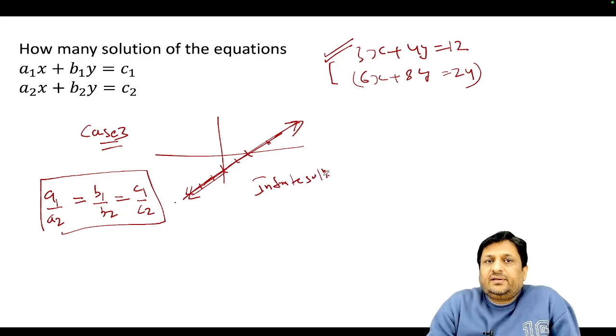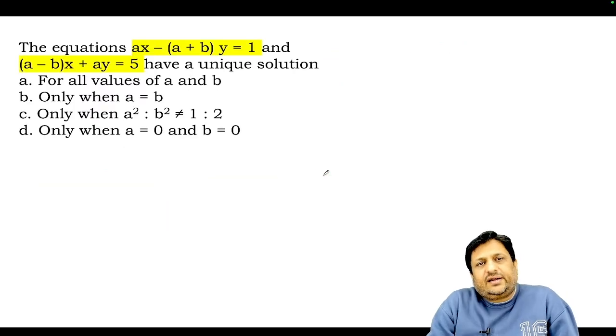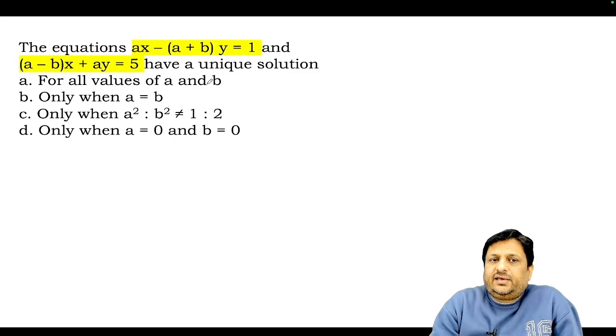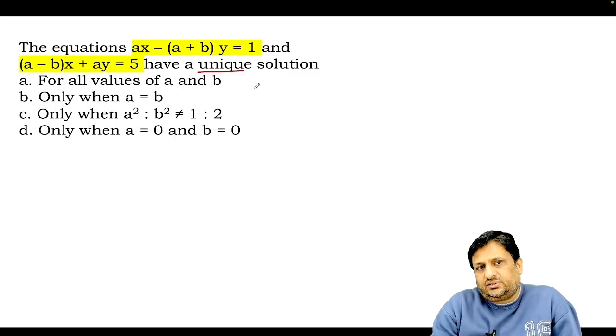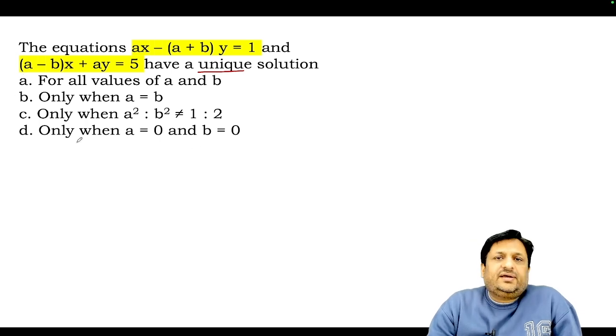Agreed? So let's come to the questions. So let's start with this question. The question is giving me two equations, and the question is clearly saying that these two equations have a unique solution. Then we have to comment on the values of A and B, and we have to find the correct option among A, B, C, D.